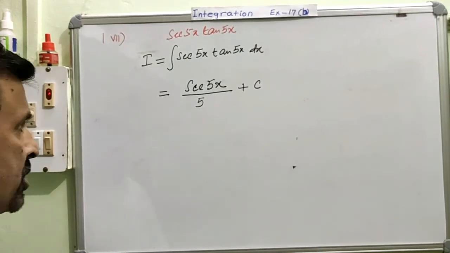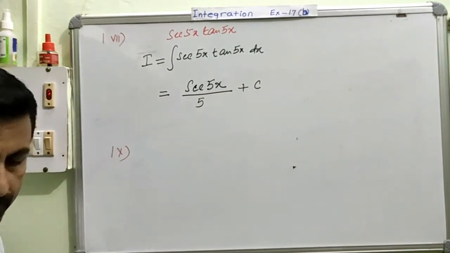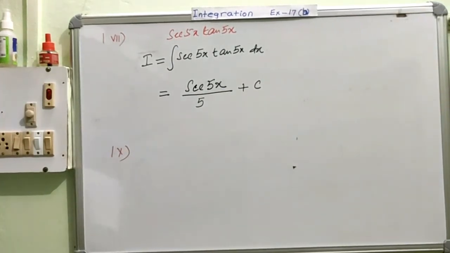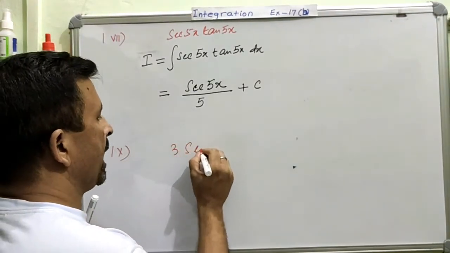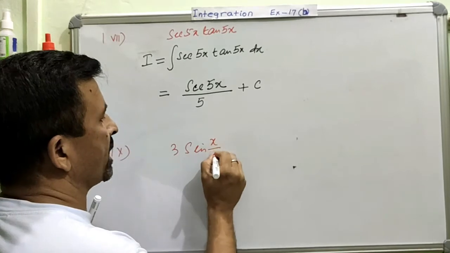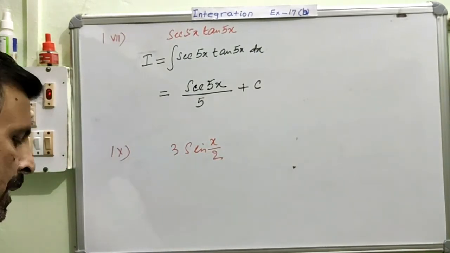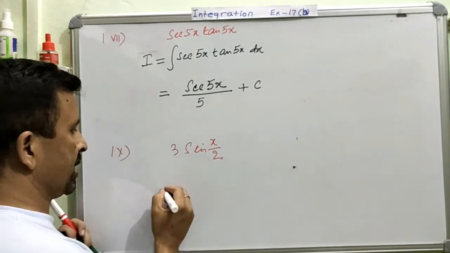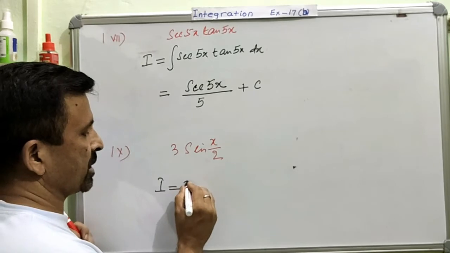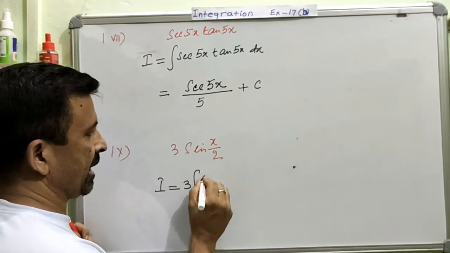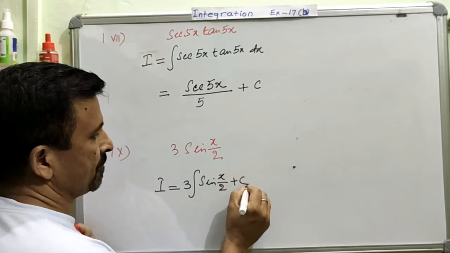Let us see one more question of this Roman number 9. This question is 3 into sine of x over 2. Very simple question. So we are moving on to the integration part. I is equal to the integral of 3 sine x over 2 dx. 3 is in the form of a product, so 3 will be separated.